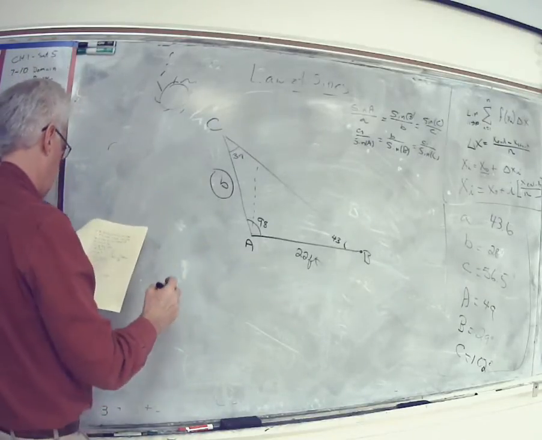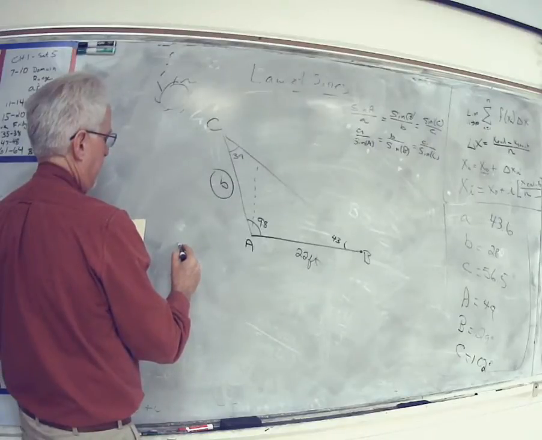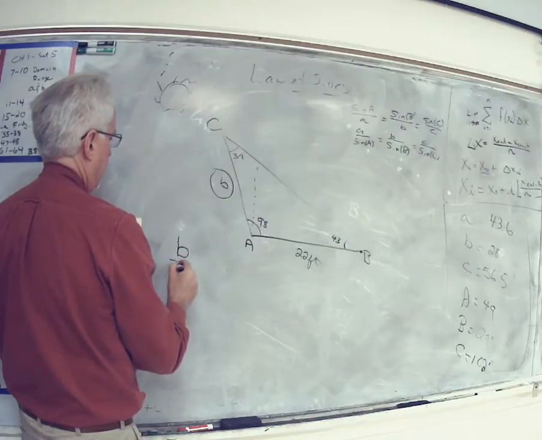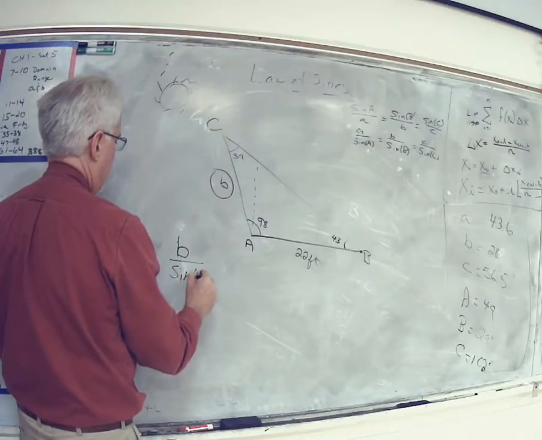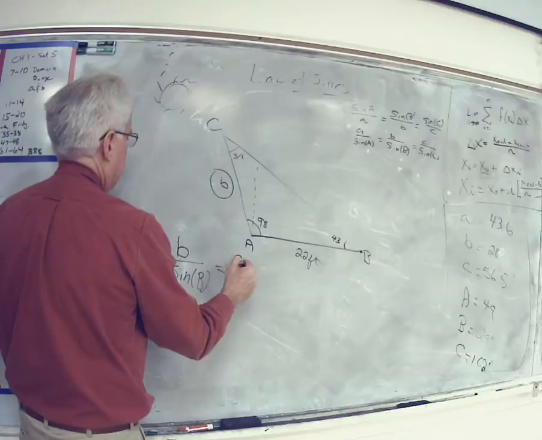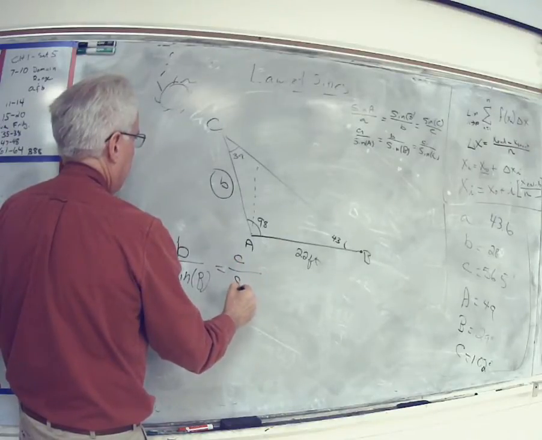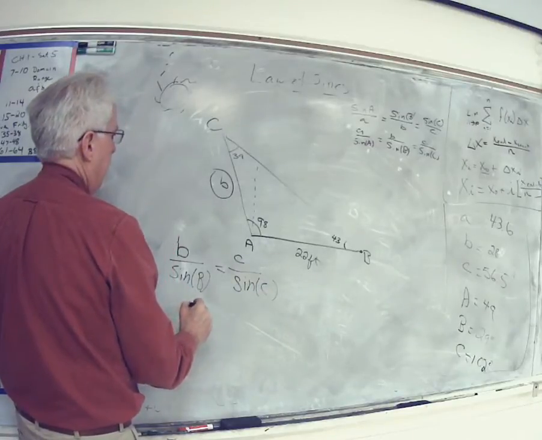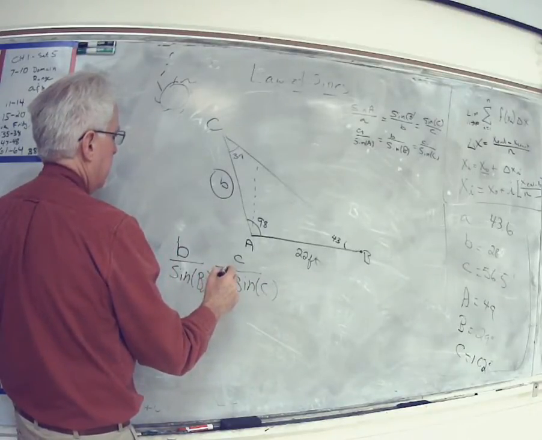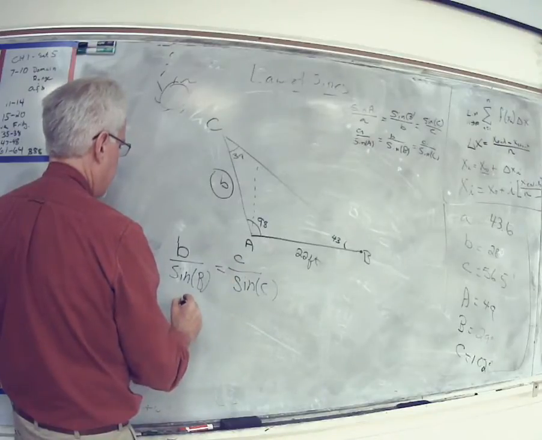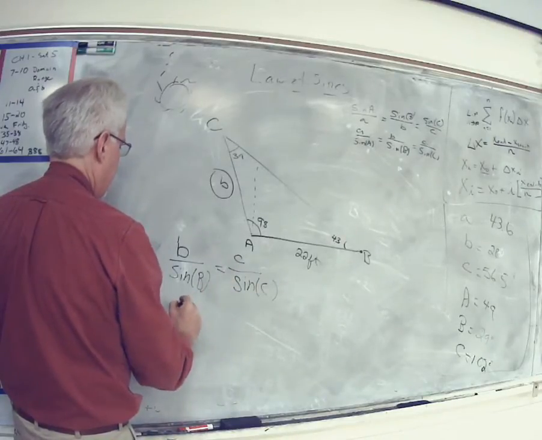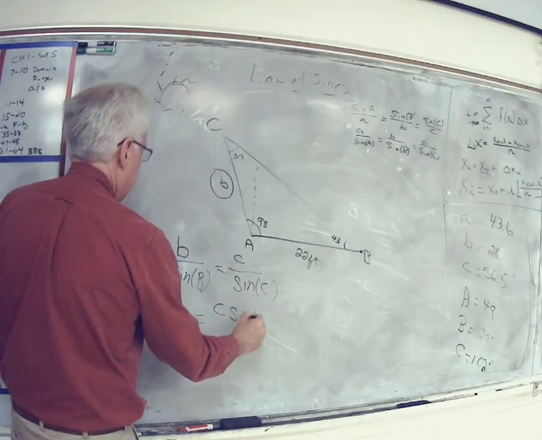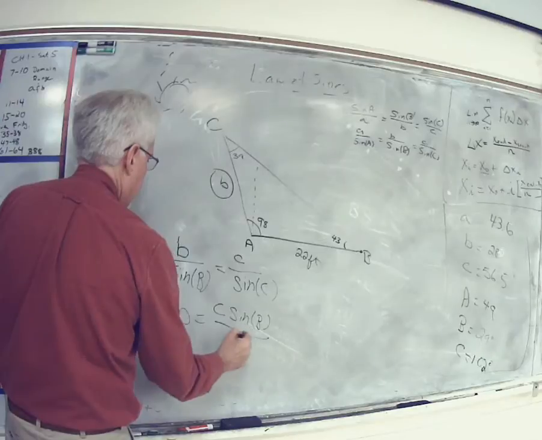So how would you write this? Well, you have C. So you could do b over sine of big B equals c over sine of big C. Okay, now let's put the numbers in. Let's solve for b. So b is equal to c times sine of big B over sine of big C.